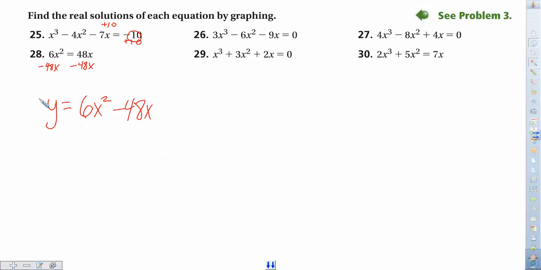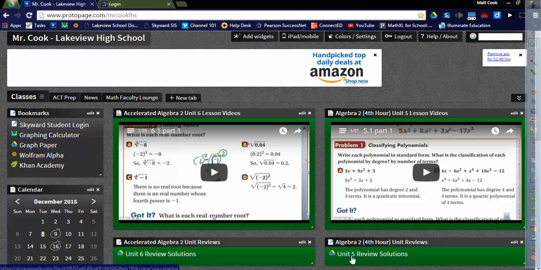Now, I could show you the graphing calculator trick again, but I want to show you another move that you can do at home. When you don't have these graphing calculators available at home, you can still get these answers pretty easily. And that's with that graphing calculator link that I put on my webpage. So once again, go to my webpage, www.protopage.com/MrCookLHS. And then right here in the upper left, you see Graphing Calculator. Click that.